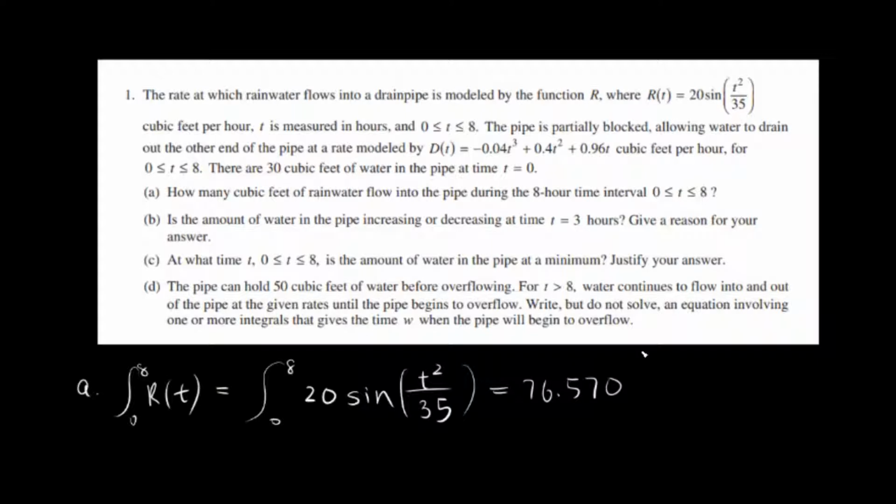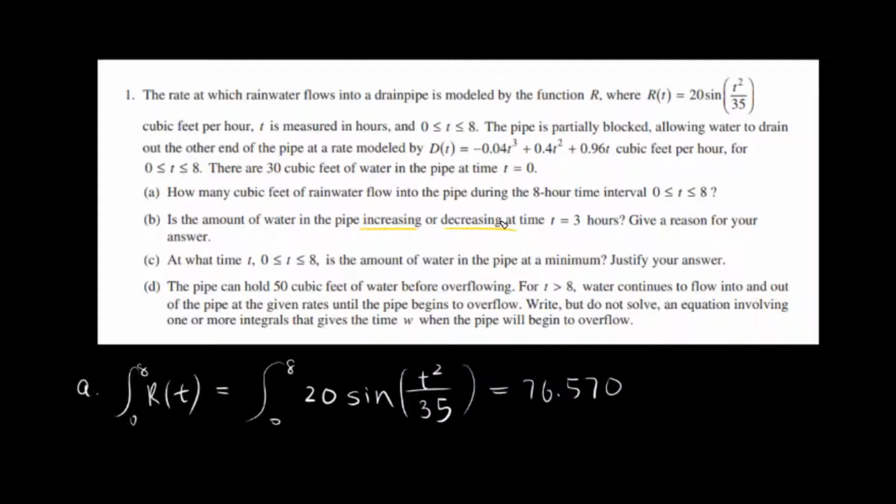Part B asks, is the amount of water in the pipe increasing or decreasing at time t equals 3 hours? Give a reason for your answer. The keywords increasing and decreasing tell us that we should focus on the net rate of change to answer this part. If the amount of water in the pipe is increasing, that means that its net rate of change is positive, whereas if it was decreasing, that would mean its net rate of change is negative.